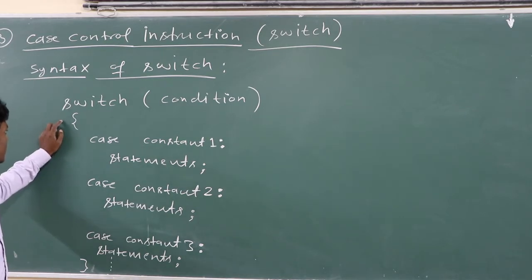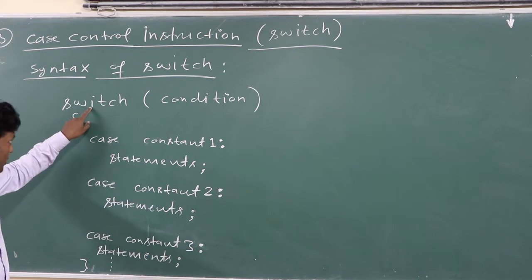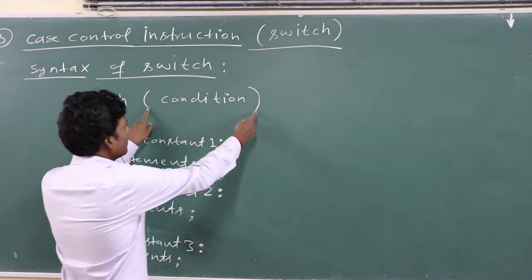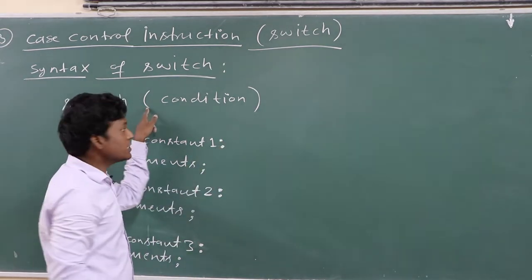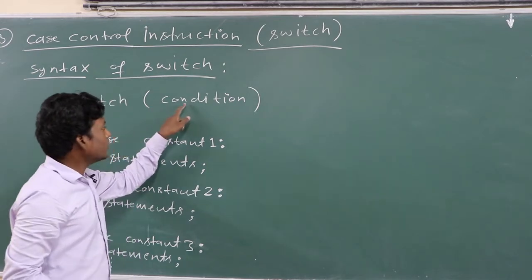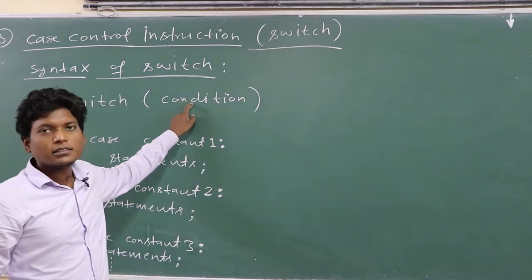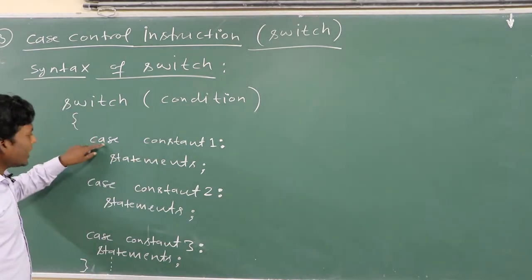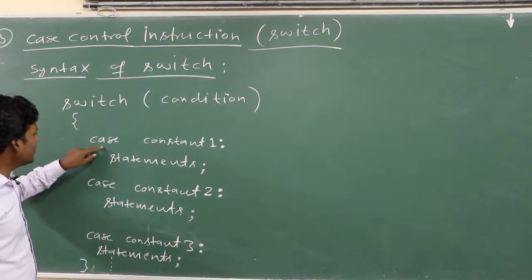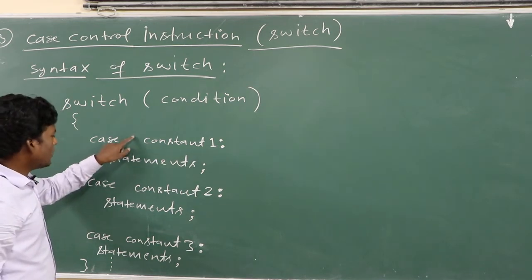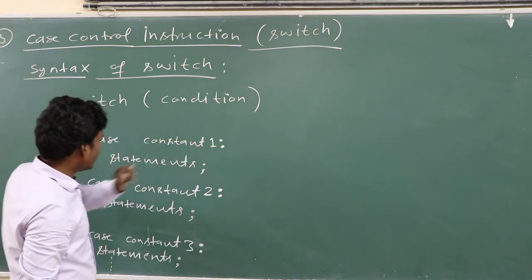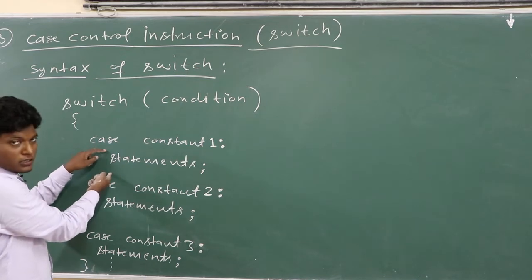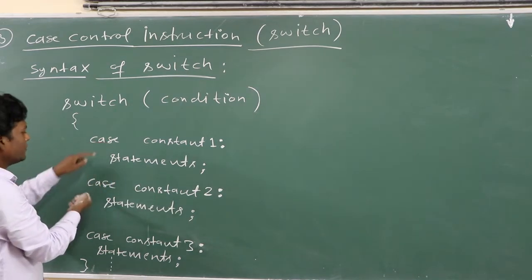In the switch statement, there is a keyword switch, small bracket, which is also known as parenthesis. In the small bracket, it is either a condition or an expression. Then the keyword case. Case is a keyword. Case blank constant 1. There are some statements related to this case.